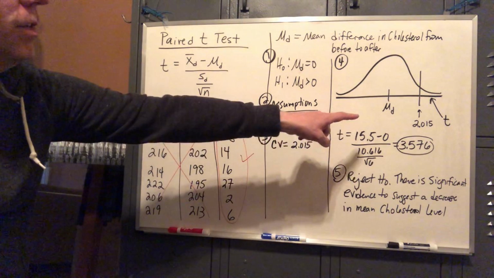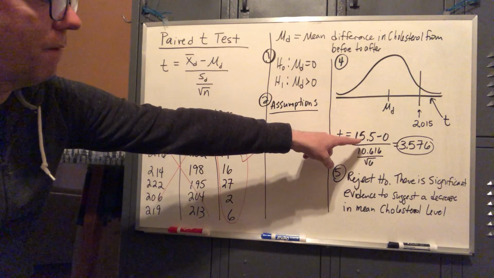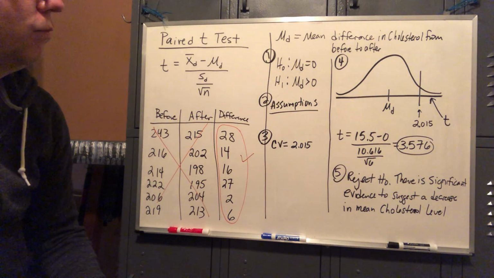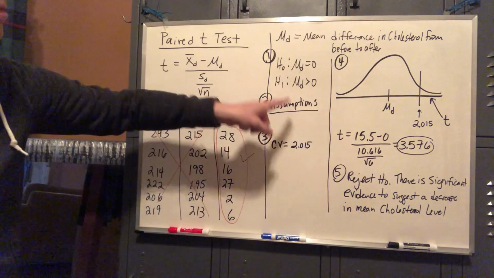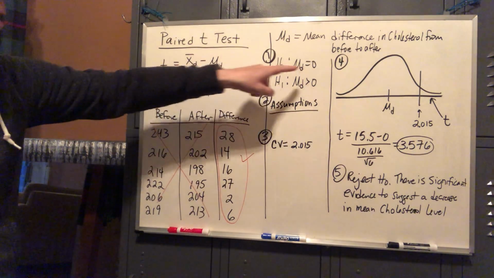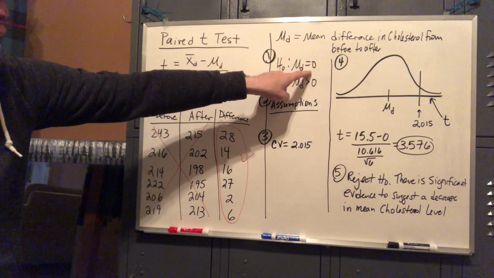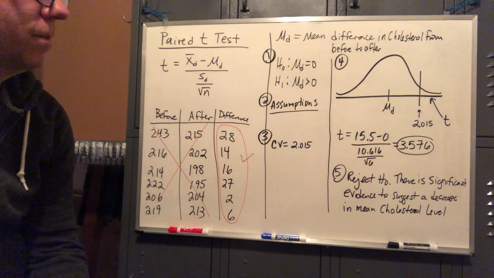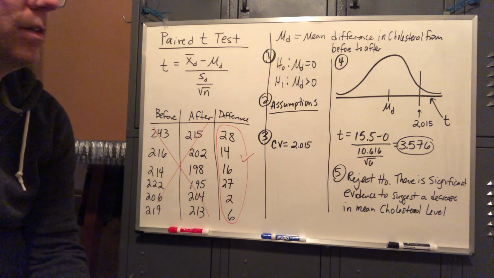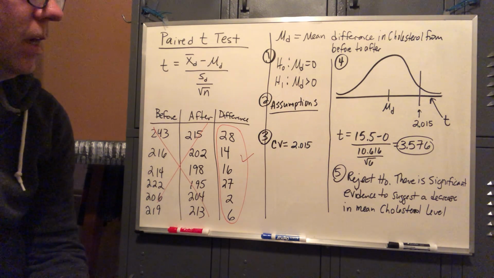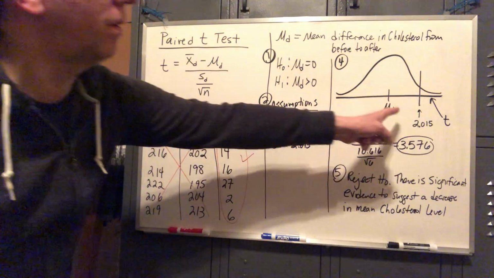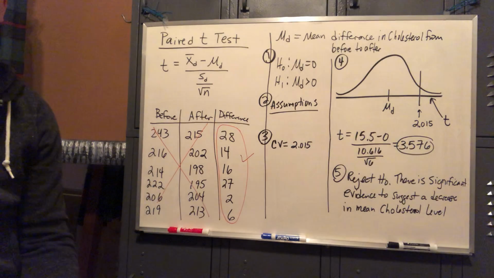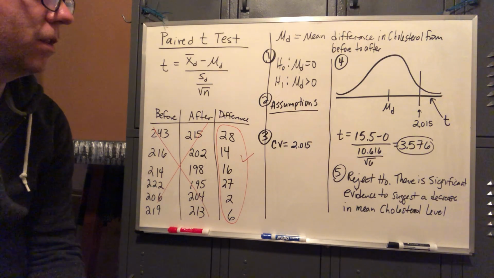So I plugged my values in step 4, and I got 15.5, which we calculated earlier, minus 0, which is the hypothesized mu d. In my formula it says, what's mu d? Well, up here we said mu d equals 0. So I put a 0 in that spot. Then my standard deviation divided by radical 6. And I got 3.576 as our answer. So that's going to be to the right of our critical value, which means we're going to reject. So reject the null hypothesis.